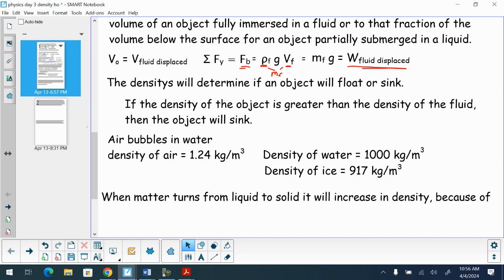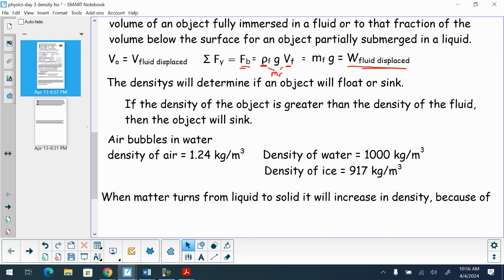Density of air is 1.24 kilograms per meter cubed. Density of water is 1,000 kilograms per meter cubed. Density of ice is 917 kilograms per meter cubed. If you're in the pool and you let out all the air in your lungs, the air bubbles will float. Why? Because the density of the air is less than the density of the water, so they will float.